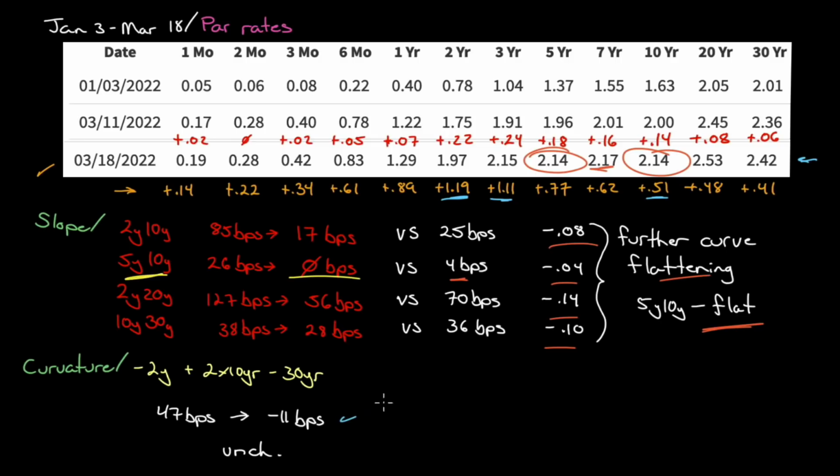Curvature hasn't changed. Negative 11 basis points. It was negative 11 basis points the week before as well. But rates, week on week, all rates week on week, all except for the 2-month, are higher.